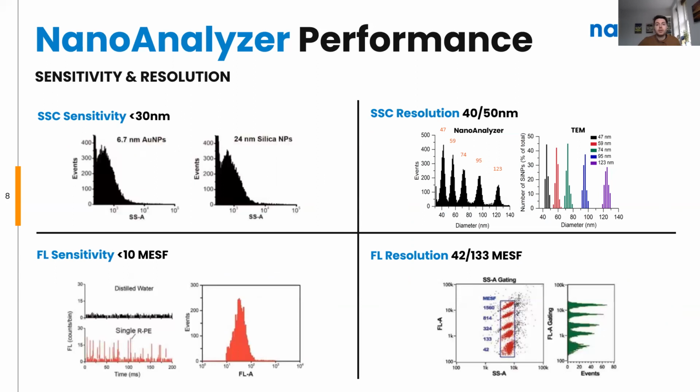So to highlight the unique sensitivity and resolution of the NanoAnalyzer, we see here, firstly, the side scatter measurements, which are taken for all particles irrelevant of any staining, can easily distinguish between silicon nanospheres within the EV size range, even between monodispersed populations of 47 nanometer diameter and 59 nanometer diameter. We see exceptional resolution between these two populations, very similar to how you would see by measuring by TEM. Of course, with handling times that only require a few minutes as opposed to a few hours.